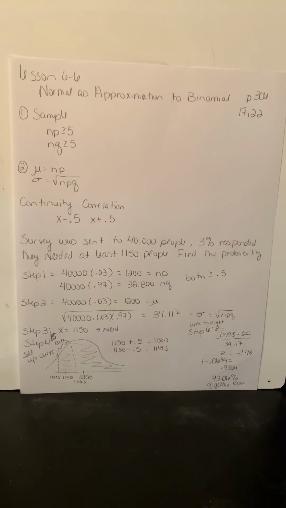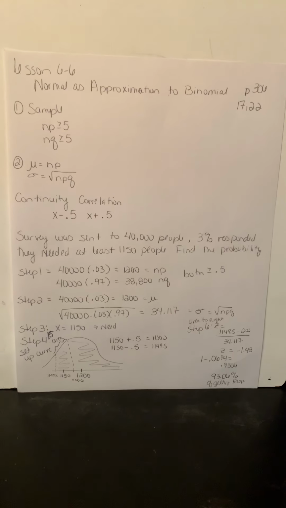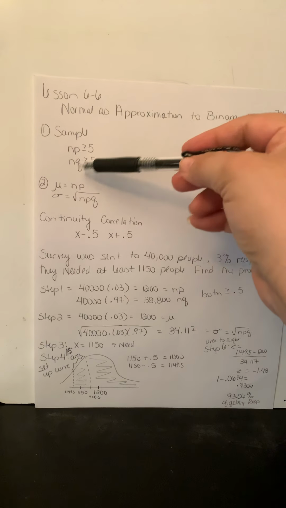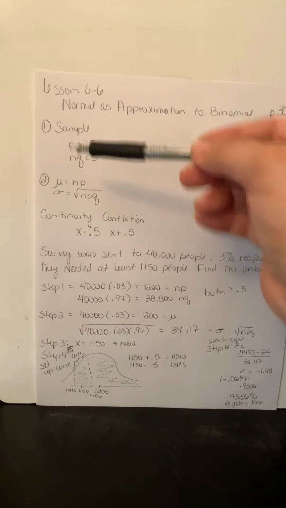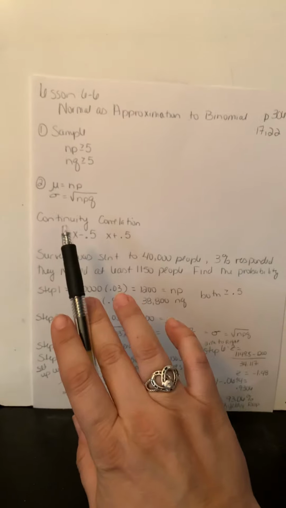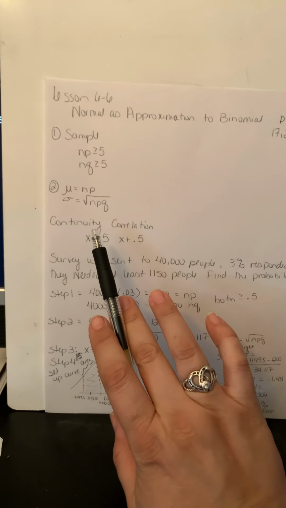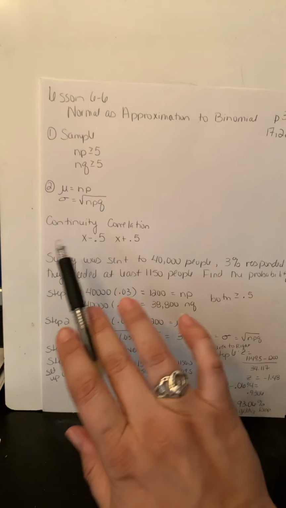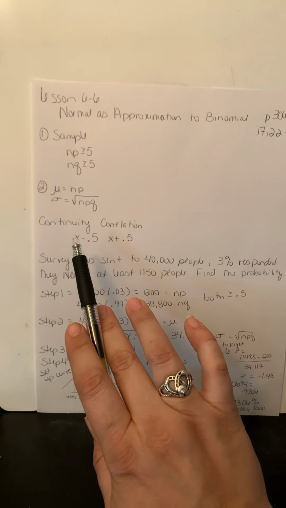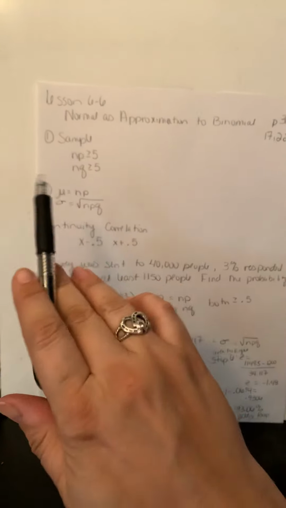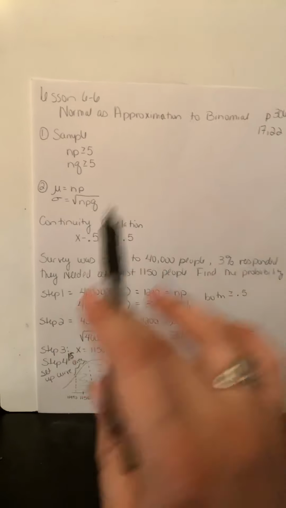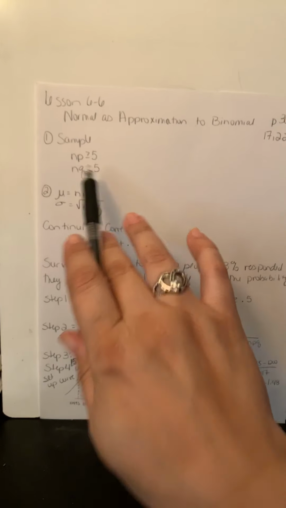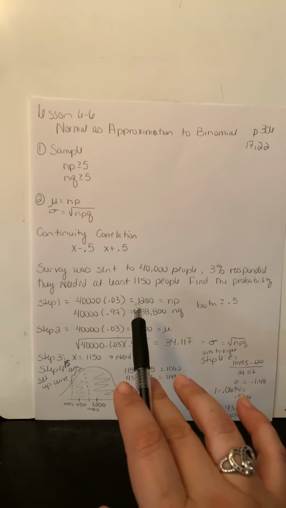So what we have is different types of steps. Step one: your sample, your n times your p, whatever your original probability is, has to be greater than 5. Your n times your q, q is the alternate, so if p was 5%, q would be 95%. If p was 25%, q would be 75%. So it's the opposite of your percentages to get back to 100%. Your n times your q also has to be greater than 5.